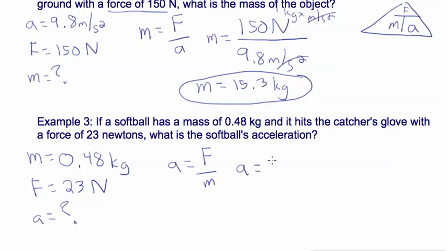So 23 newtons. And remember, this is kilogram times meters per second squared, so we do get meters per second squared for our units. We have an acceleration of 47.9 meters per second squared.